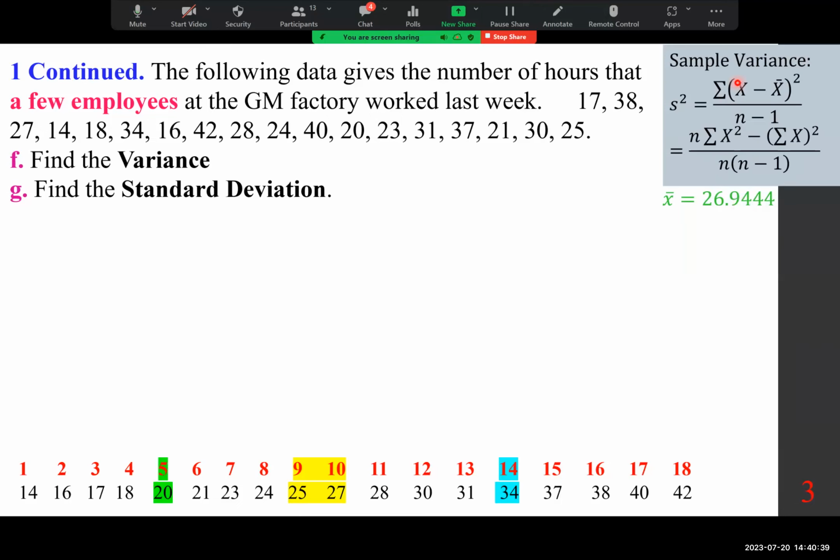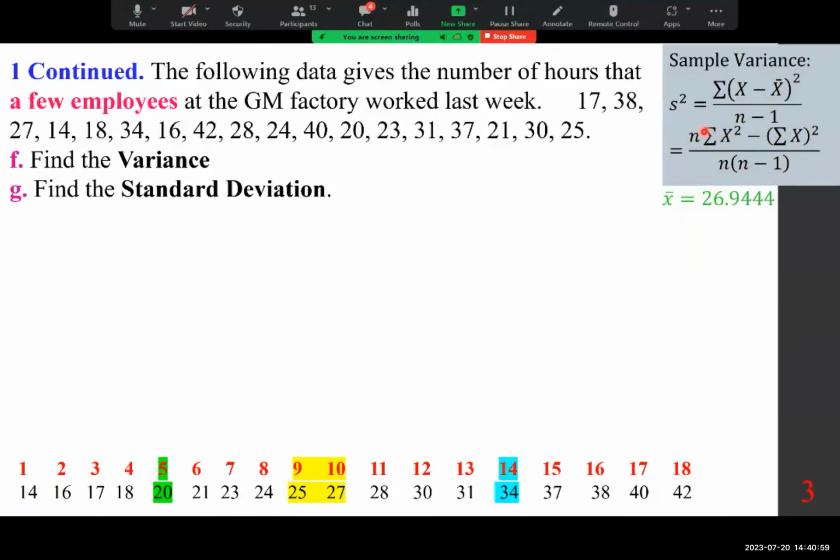Because it's a sample, the sample variance S squared is equal to the summation of X minus X bar quantity squared over N minus 1. Or you may use this format, N times summation of X squared minus summation of X quantity squared over N times N minus 1. Any of them is fine. Most of the time, this is easier to calculate.